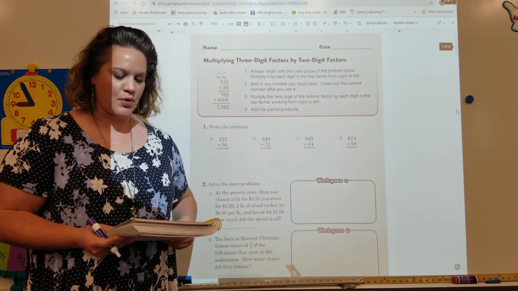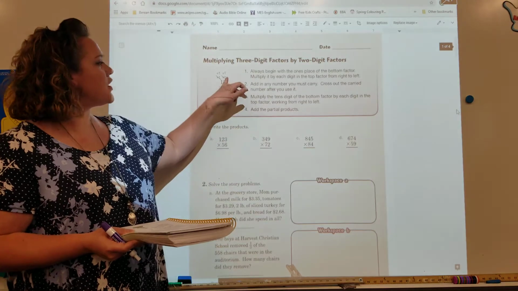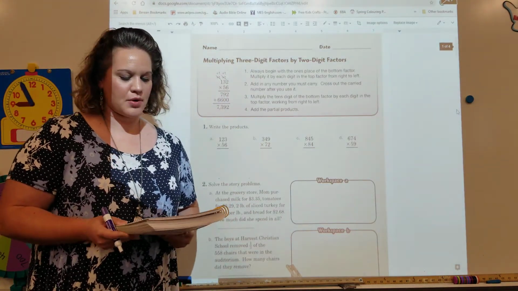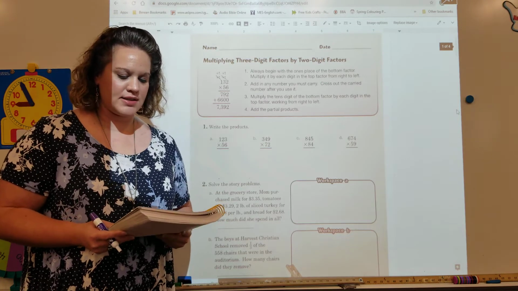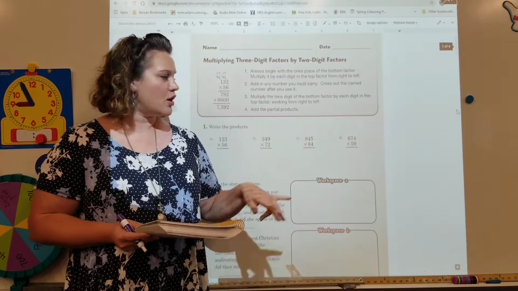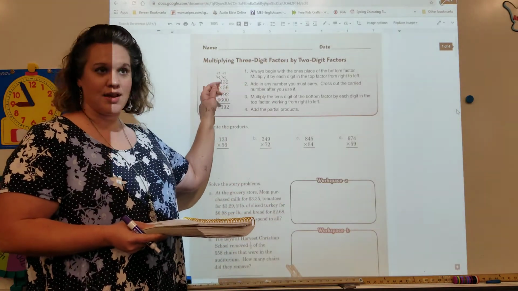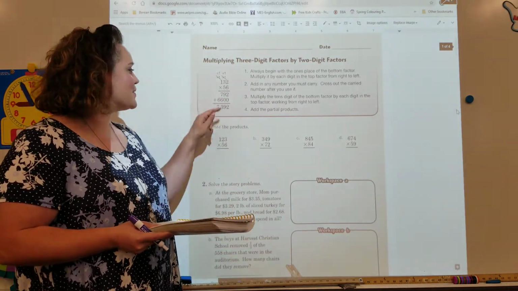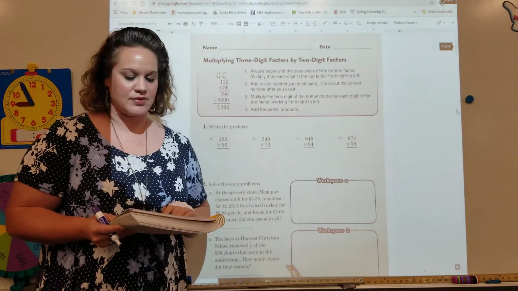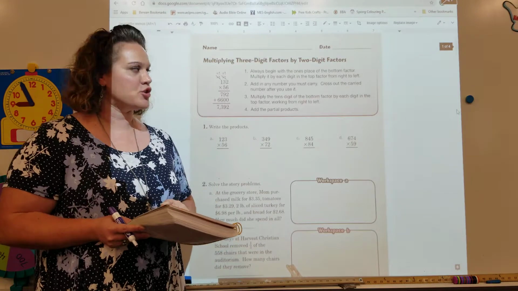Step number 2, we've done those before. Add in any number you must carry. Cross out the carried number after you've used it. We've done those before. Number 3, multiply the tens digit of the bottom factor by each digit in the top factor, working from right to left. Good news is we've done those too. So we go to the bottom in the tens and we multiply from right to left. Number 4 is add the partial products.